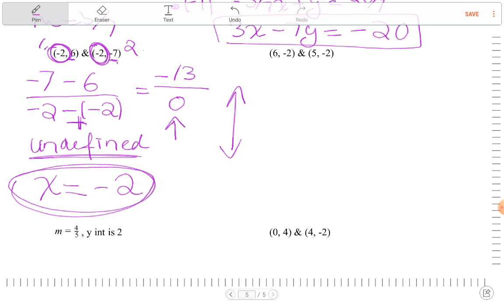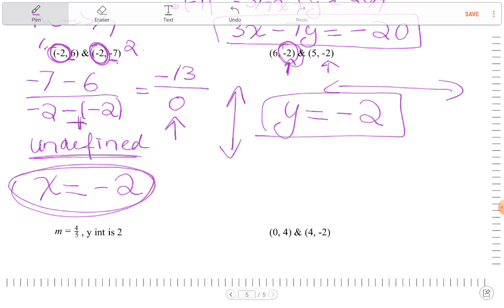The same on the next problem. Before we actually go and calculate this all out, which I'll do anyway so you see it, I can see that both y-coordinates are -2, which means if my y-coordinate doesn't change, I know I have a horizontal line, and any horizontal line has an equation of y equals whatever that number is, -2. And this would be your equation of the line.